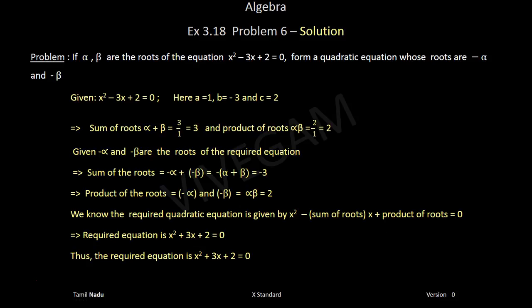So we need to remember that for any of these equations, we need to know the sum of the roots and the product of the roots. And for the given equation, we can calculate the sum of the roots and the product of the roots, because we know the values of a, b, and c. So for the required equation, we'll have to calculate the sum of the roots and the product of the roots using these values. That's all it is. So once you can find the sum of the roots and the product of the roots of the required equation using the alpha plus beta value and alpha beta, the problem gets solved.